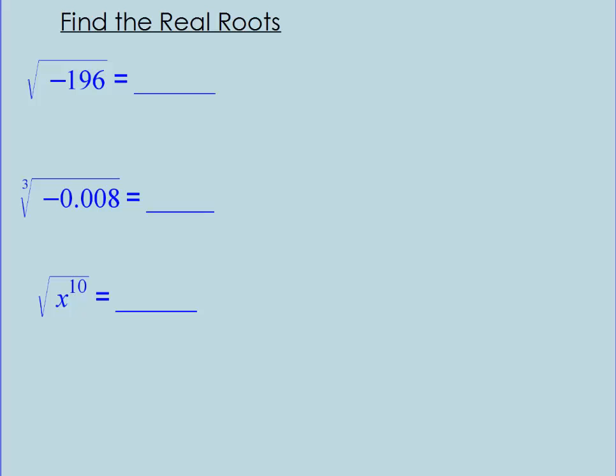All right, let's do some a little bit more difficult roots. I want to find the real roots, if they actually exist. For the first example, the square root of negative 196. In this case we'd have no real roots, because you can't take the square root of a negative number and get a real number. You might know the square root of 196 is 14, but the square root of negative 196 is not real. We did do complex numbers, and if you want to be fancy and most correct, you could say the square root of negative 196 is 14i.